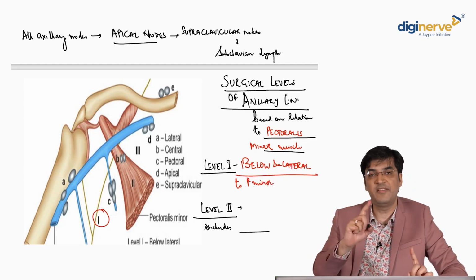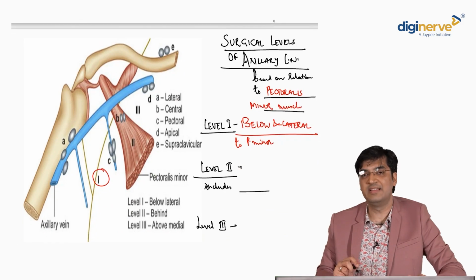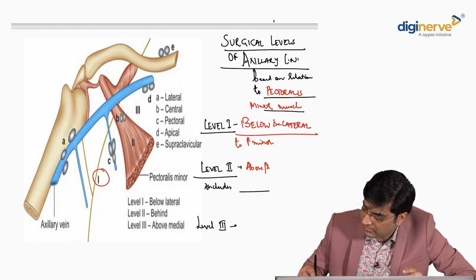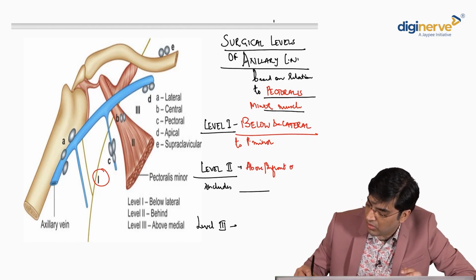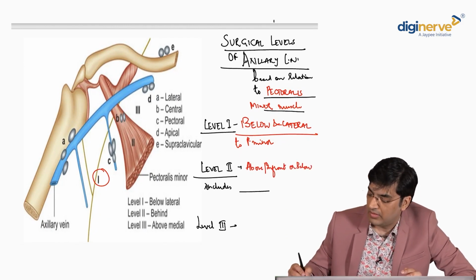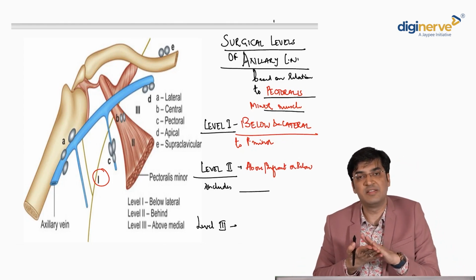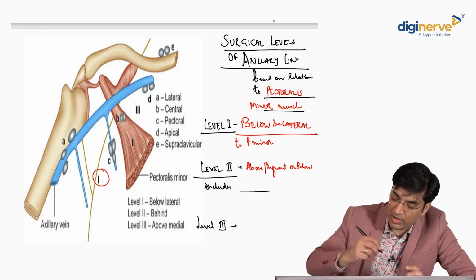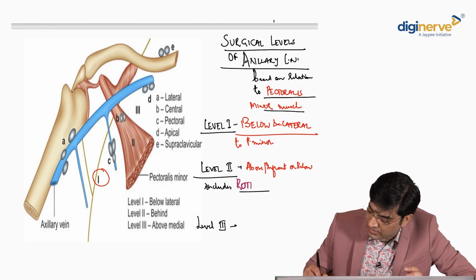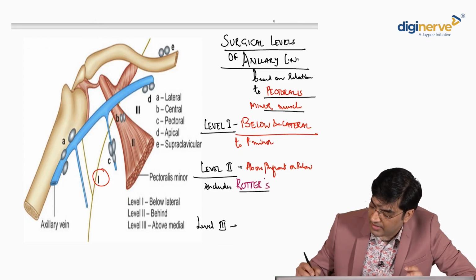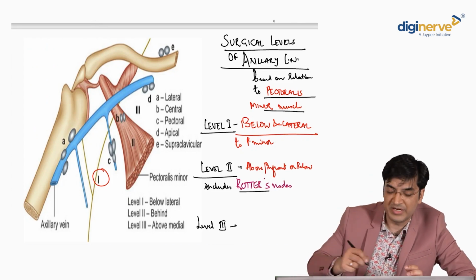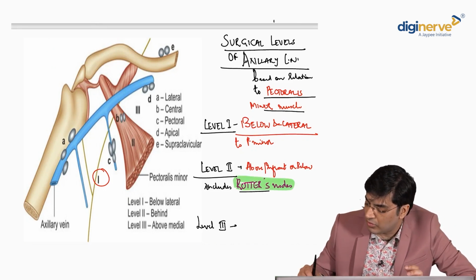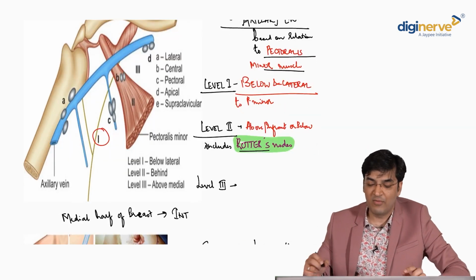Now, level 2: please remember, you often recall it being just below, but it is both above or in front, or below the pectoralis minor muscle; both qualify as level 2. Very important, it includes the Rotter's nodes. This is an important topic and an important question that has been asked. Rotter's nodes belong to the level 2 group of axillary lymph nodes. And what is level 3?